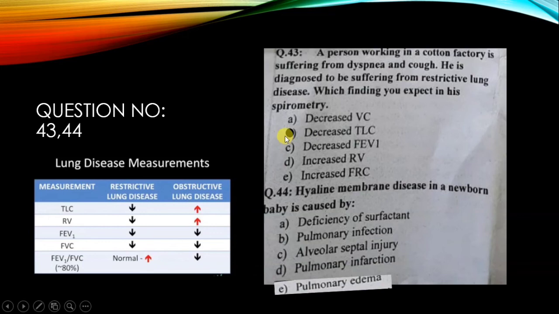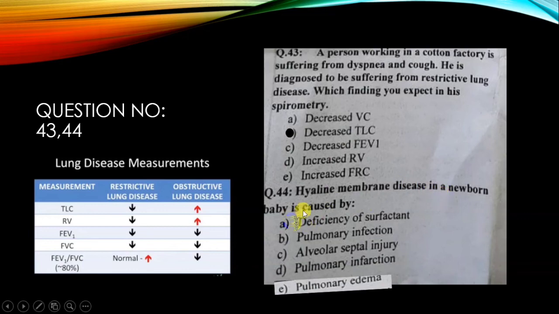So in this question, we are left with only one choice, that is decreased TLC, which is specific for restrictive lung disease. While the residual volume as well as forced vital capacity is basically the same for restrictive and obstructive disease. That's why we need to choose the best answer in this question.